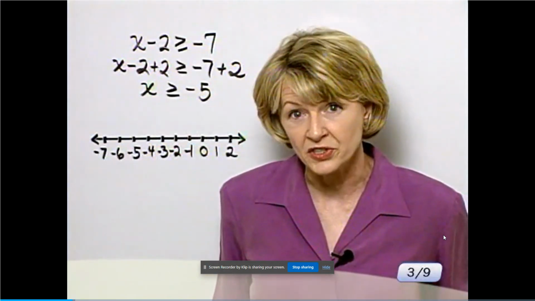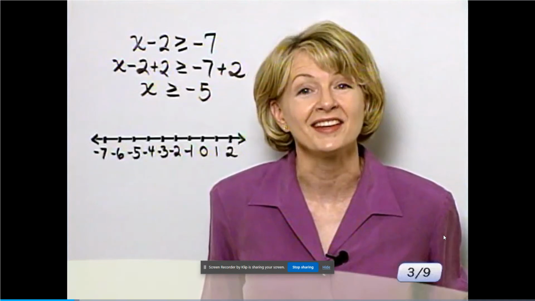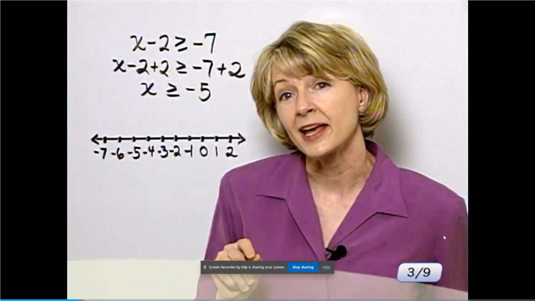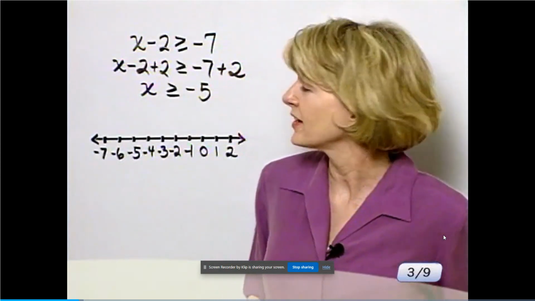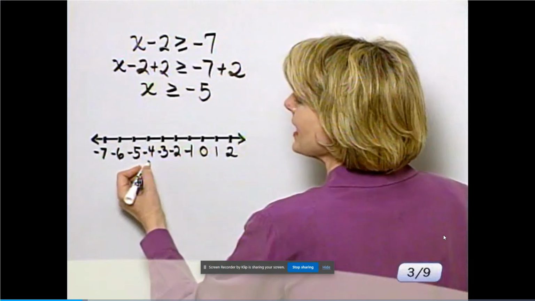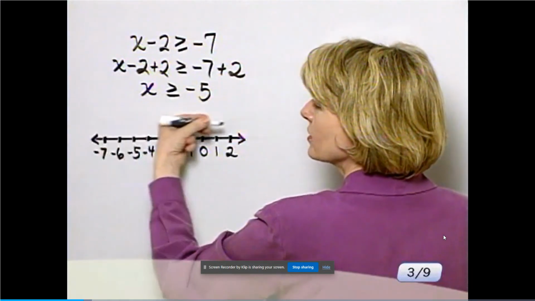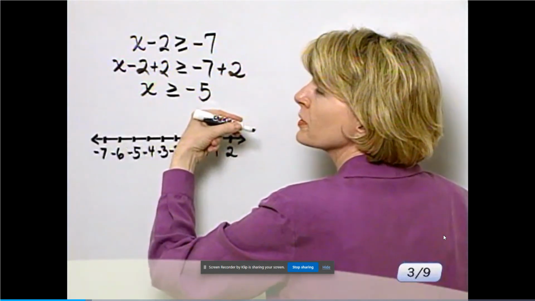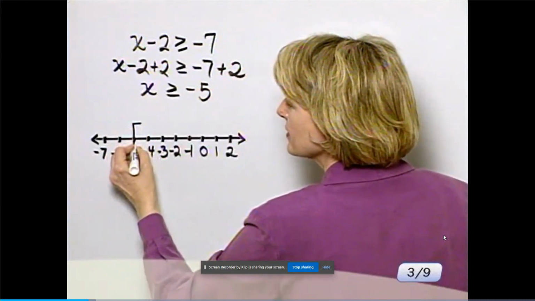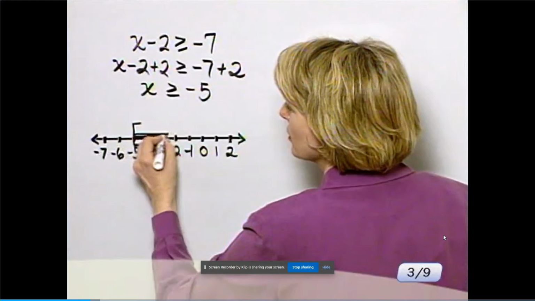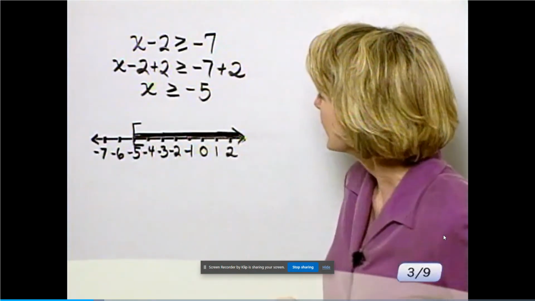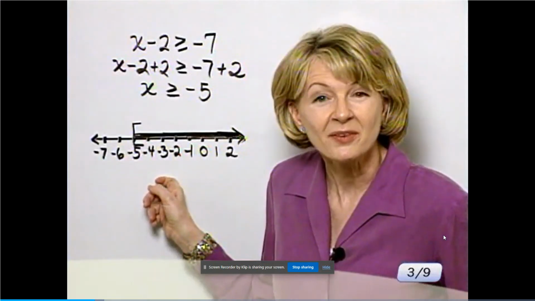Let's graph the solution and then write the solution set in interval notation. So greater than or equal to, do we place a bracket or parenthesis on negative 5? For greater than or equal to or less than or equal to, we place a bracket. Now I'll be shading to the right because I'm shading all numbers greater than or equal to negative 5. So I'll face the bracket in this direction, and then I'm shading all numbers greater than or equal to negative 5. There is the graph of the solution set.